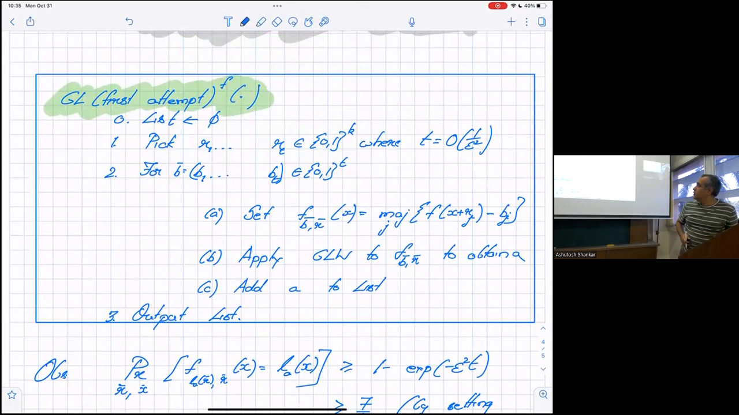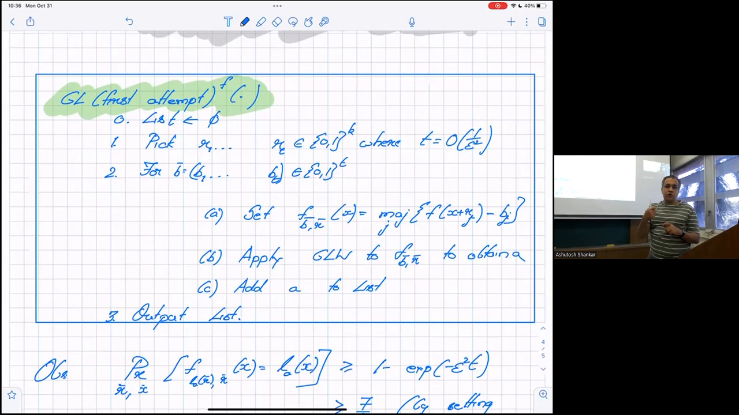So let's look at this algorithm. It initializes the list to be an empty list. It picks R1 to RT completely at random, with t being 1 over epsilon squared. Then for this choice of R1 to RT, it goes over all possible settings of V1 to VT and creates a new function. What is this function? It's the majority, defined as follows. GLW needs oracle access to a function, so whenever it accesses this function, this function makes 1 over epsilon squared queries to x, gets the answers, takes the majority, and outputs it. So each query that GLW makes is now 1 over epsilon squared queries to the function.